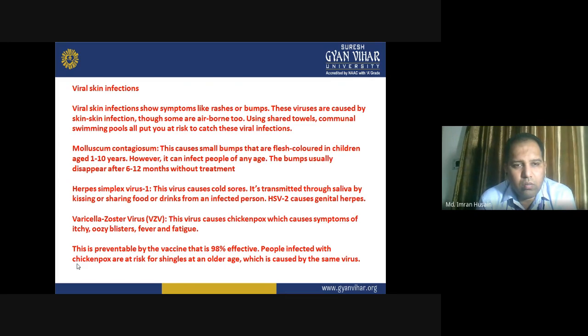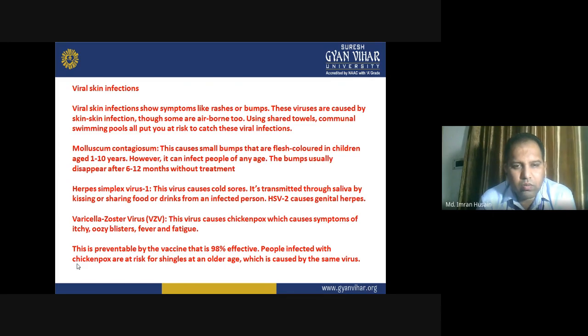Molluscum contagiosum causes small, flesh-colored bumps in children aged 1 to 10, though it can infect people at any age. The bumps usually disappear after 6 to 12 months without treatment. Herpes simplex virus 1 causes cold sores. It is transmitted through saliva, by kissing or sharing food or drinks with an infected person. So if you come into close contact with an infected person, you are much more likely to get a viral disease. HSV-2 causes genital herpes.